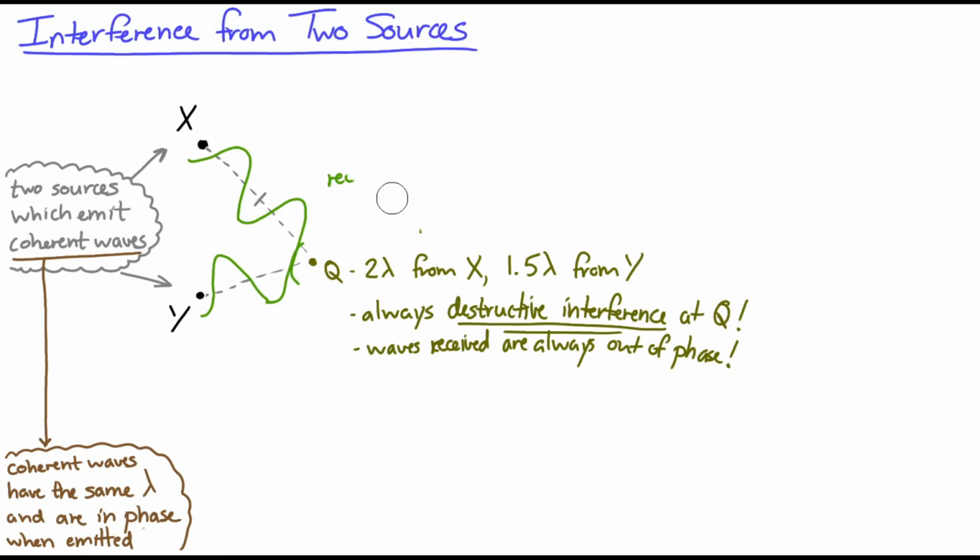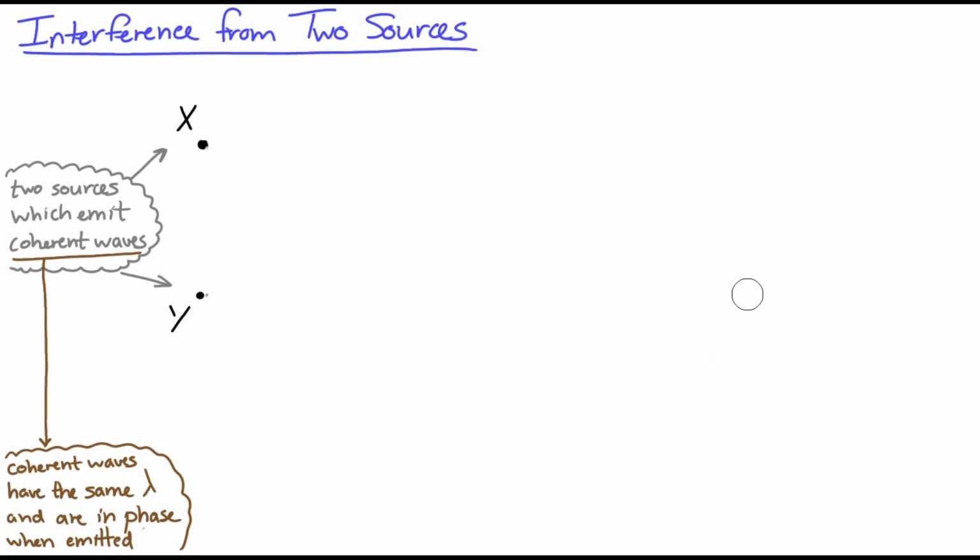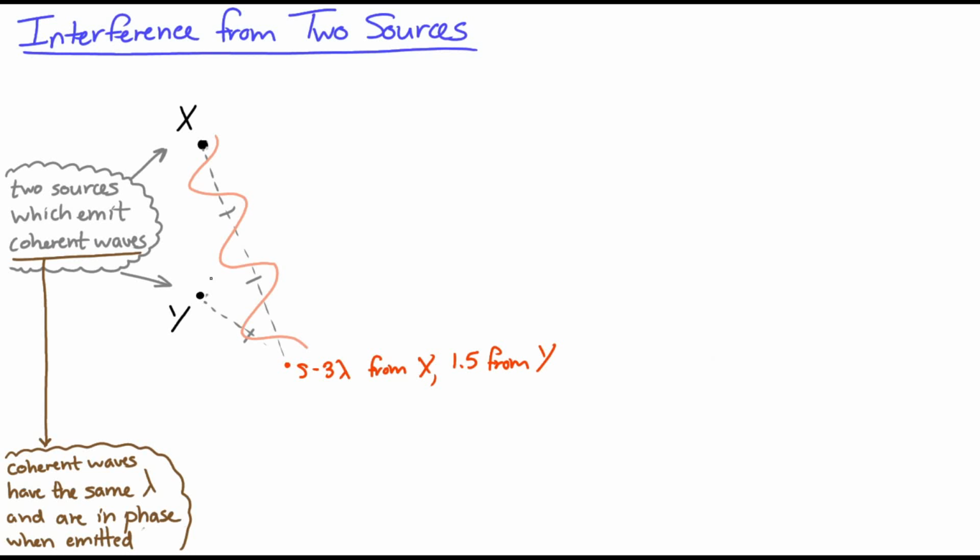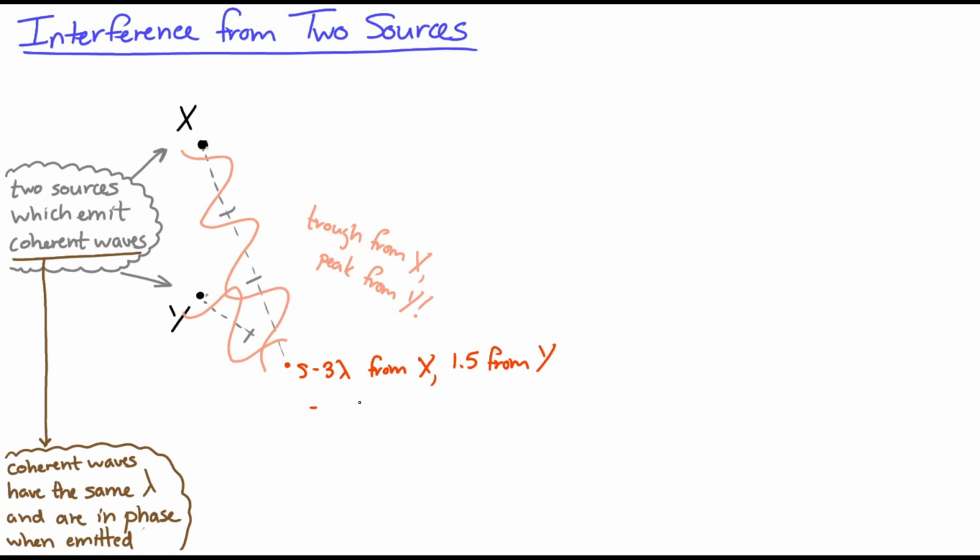And then another fourth point, point S, let's say it's 3 wavelengths away from X and 1.5 wavelengths away from Y. Well, you can guess if I receive a peak from X at S, I'm going to receive a trough from Y. And if I receive a trough from X, I'm going to receive a peak from Y. The waves that arrive at S from the two sources are going to be completely out of phase. And so I'm going to get destructive interference at S.